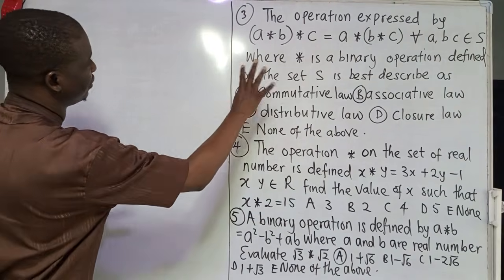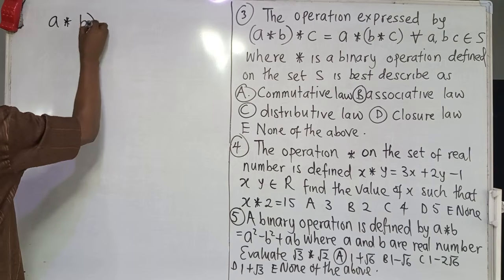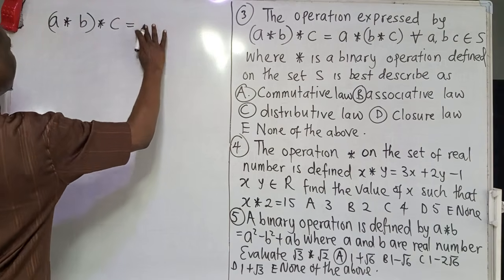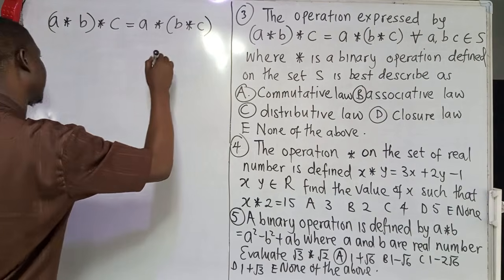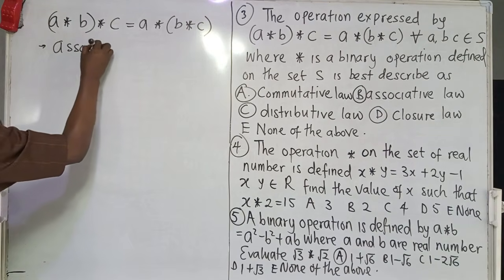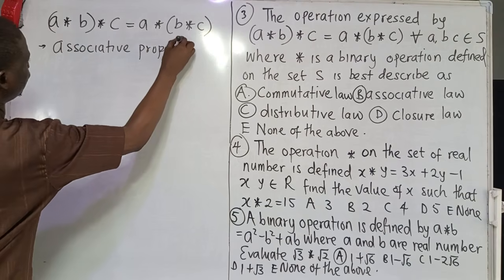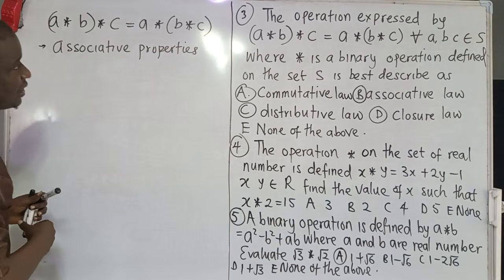Now, how do we describe this operation? When you have A operation B operation C equal to A operation (B operation C), number 1, it's what we call an associative property. It's an associative property.